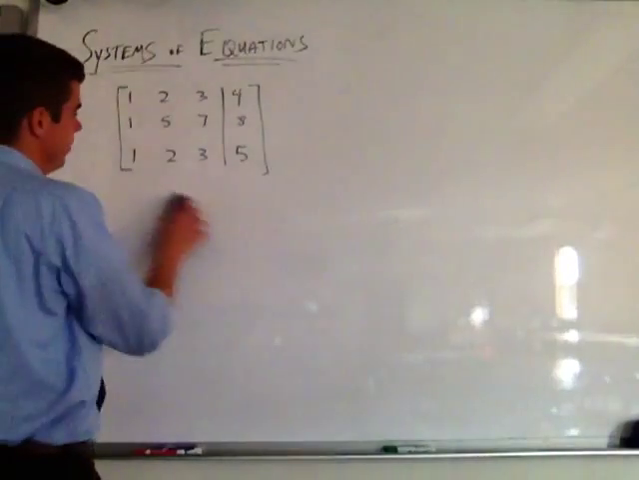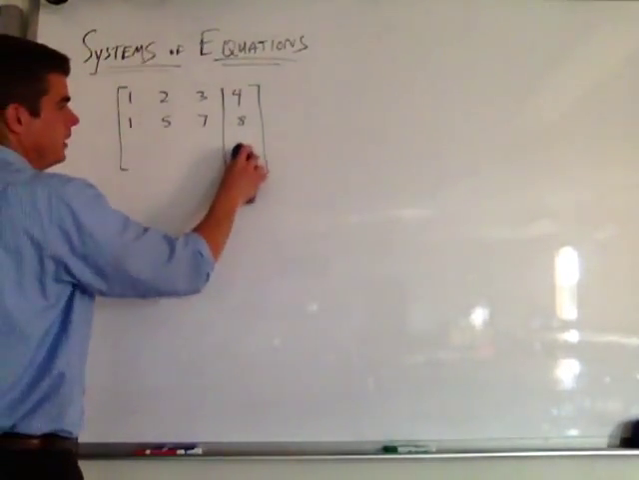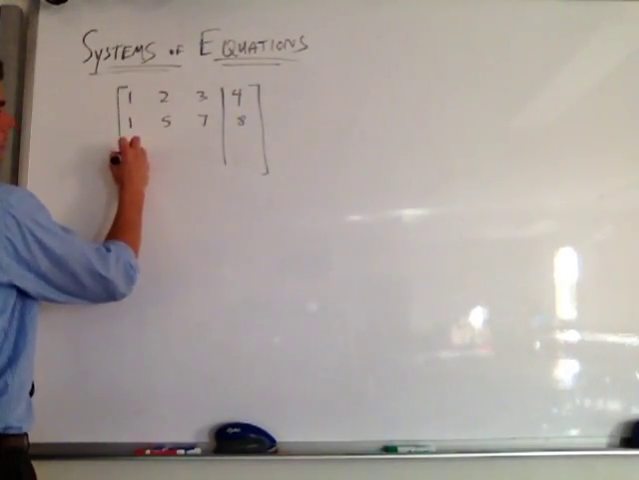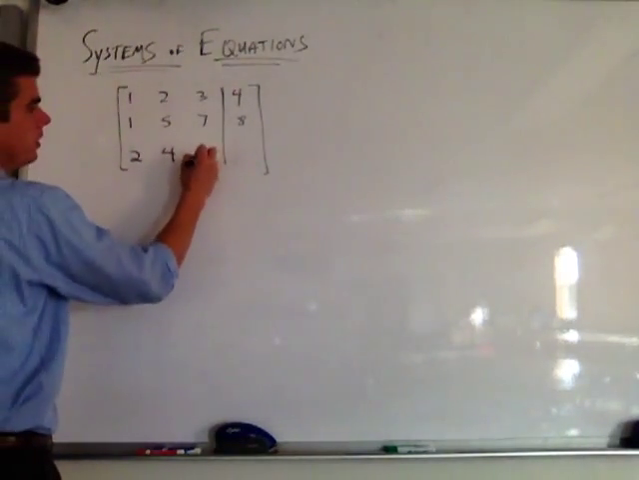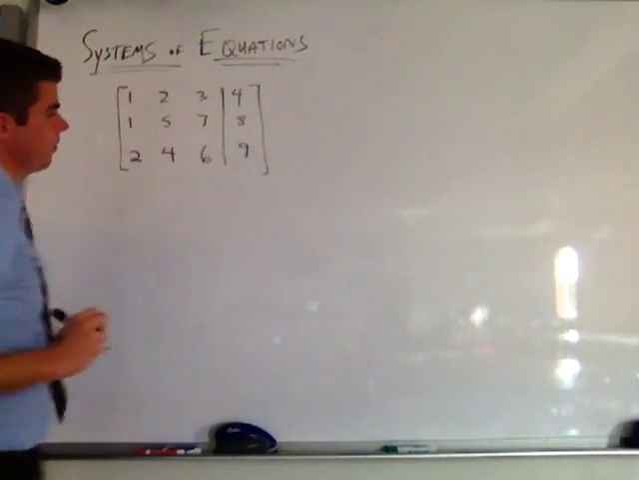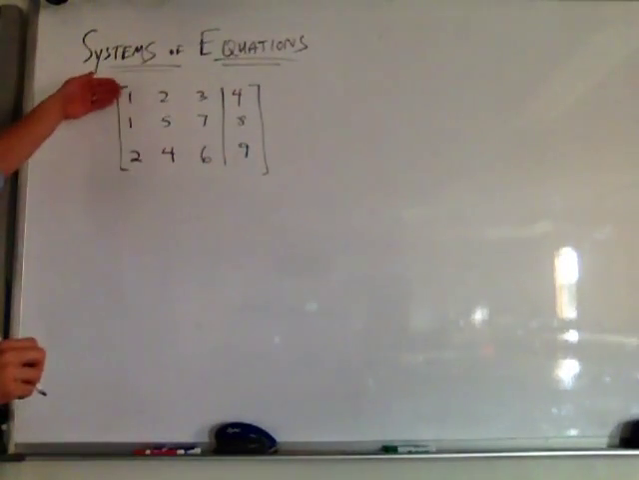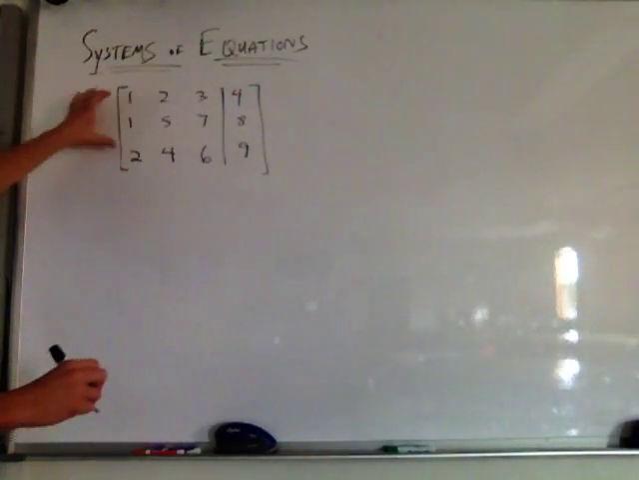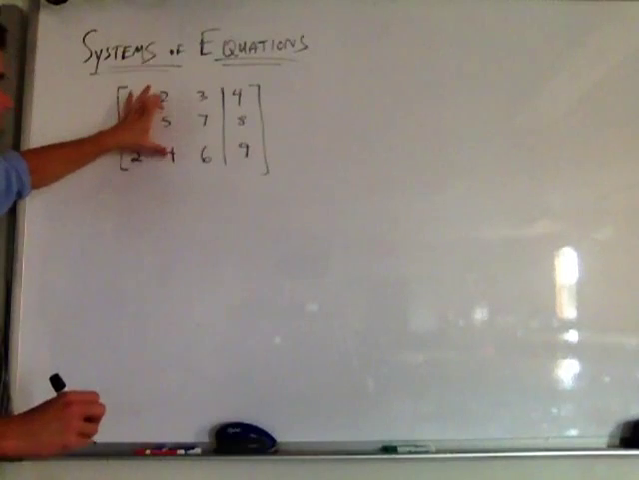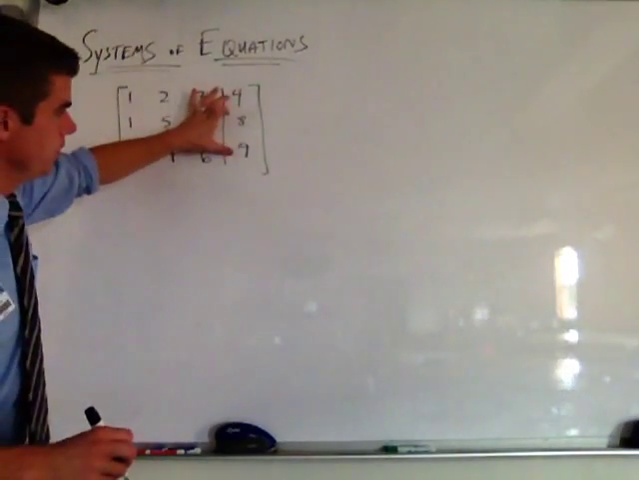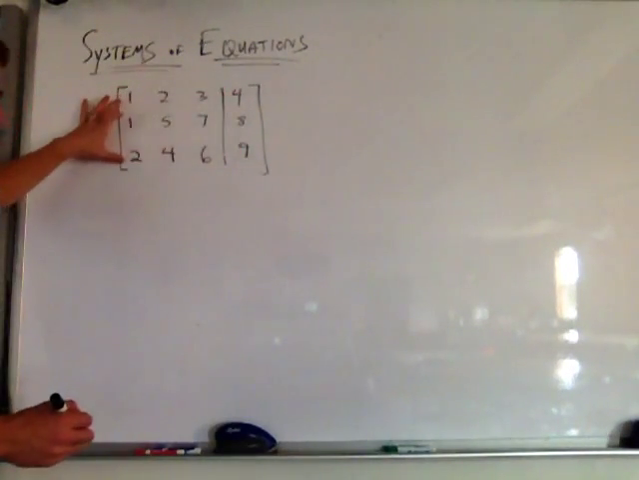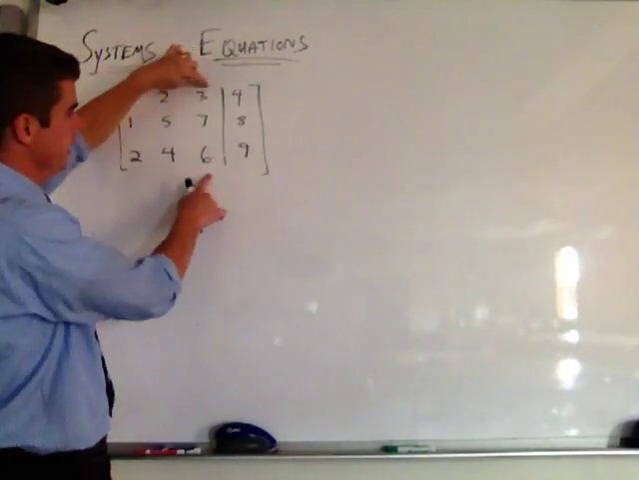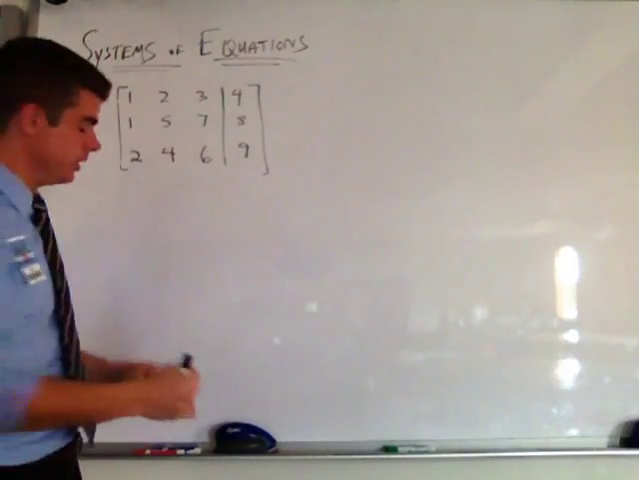Here's an example of another inconsistent system. Let's say we had 2, 4, 6, and 9. Upon inspection, it looks like all 3 rows are different, but if you look closely, each of these has been doubled, but this one is not doubled correctly. So if you recognize that everything is doubled but one value, whether it's here, here, here, or here, you have an inconsistent system.